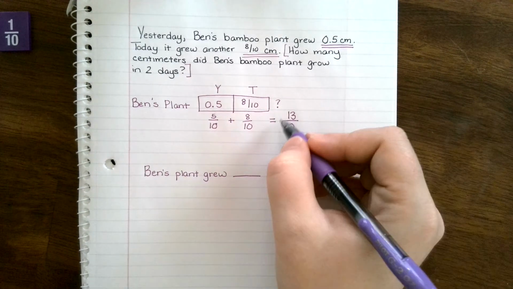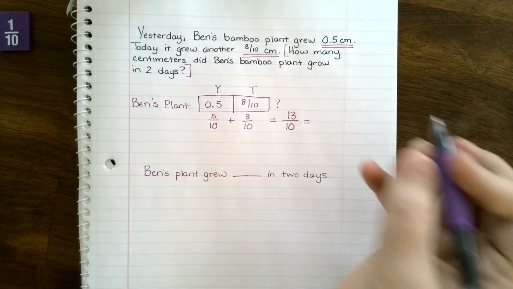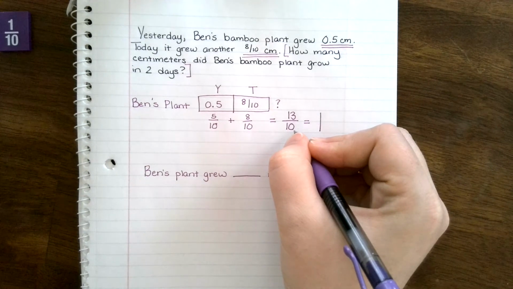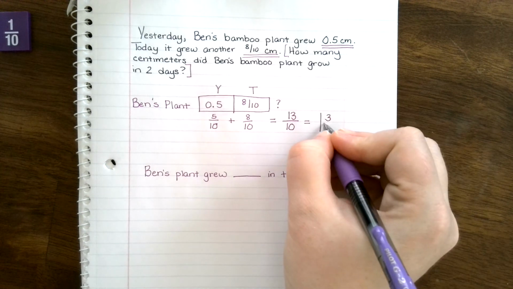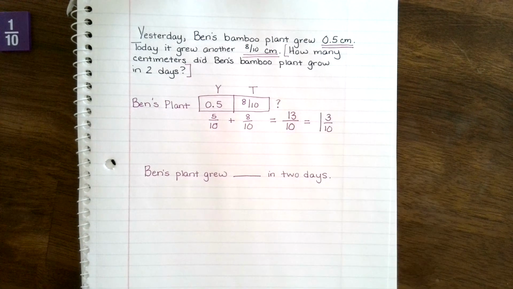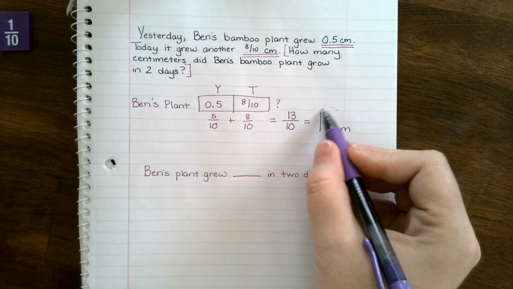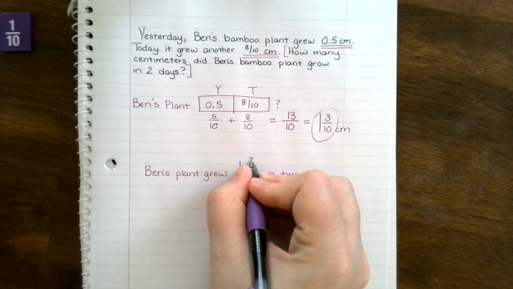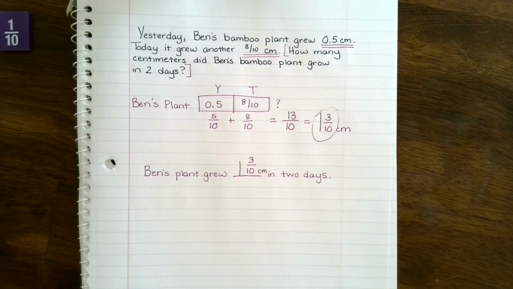Well, if we remember this is an improper fraction, that means there's a better way to put this. I could also say it's 1 whole, because 10 tenths would have been 1 whole. 10, 11, 12, 13. There's 3 tenths left. 1 3/10 centimeter. Now, if you chose to write this as your answer, that's perfectly fine. That is correct. So I could come here and I could say it grew 1 3/10 centimeters in 2 days.